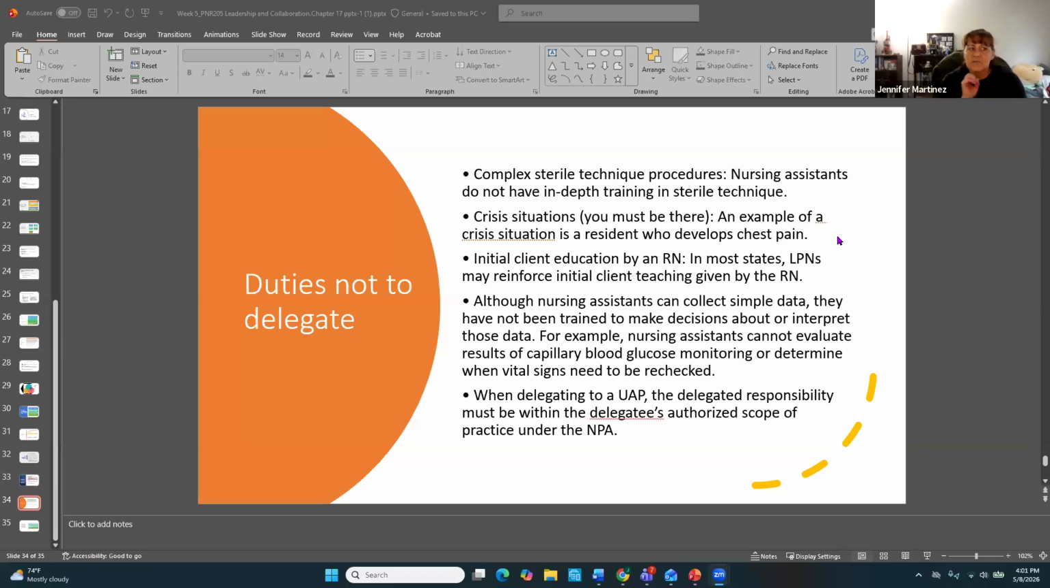And then, of course, when delegating, like I said earlier, the responsibility must be within their authorized scope of practice under that Nurse Practice Act. And even though you are delegating a responsibility or you're delegating that task, you are still ultimately responsible for that task to be completed correctly and appropriately.